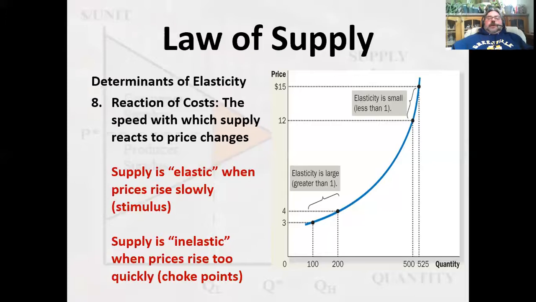Last but not least, we have what we call reaction of costs. And this is the speed with which supply reacts to price changes. And I'm going to talk about the oil industry here. If you look at the oil industry, even with the supply of oil that we have here in the United States, we still import oil from the Persian Gulf region, as well as from Southeast Asia.